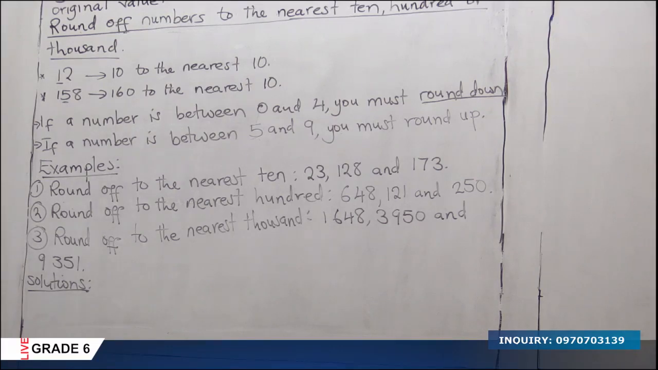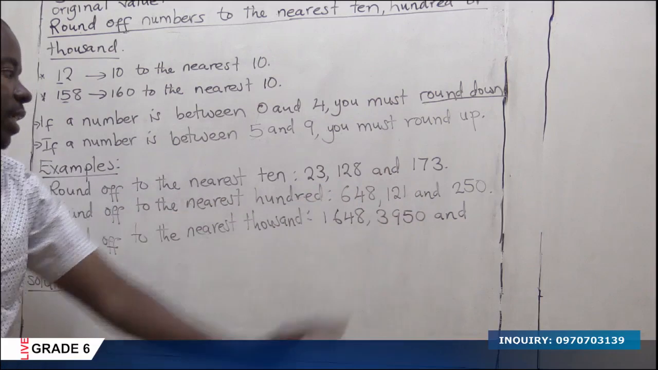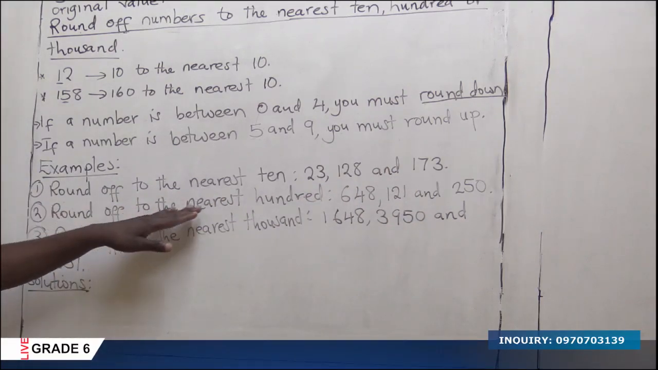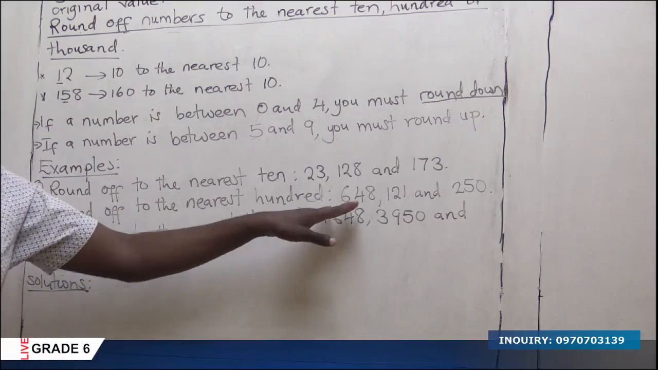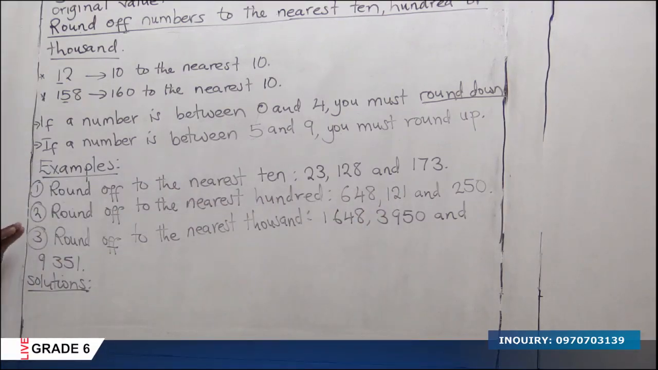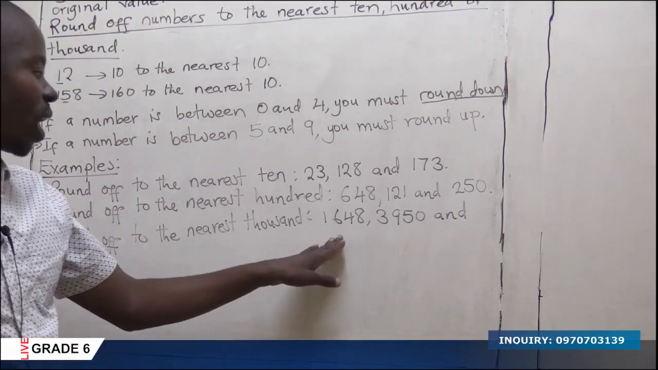So the first question says round off to the nearest 10. We've got 23, 128, and 173. Number 2, round off to the nearest 100: 648, 121, and 250. Number 3, round off to the nearest 1,000.